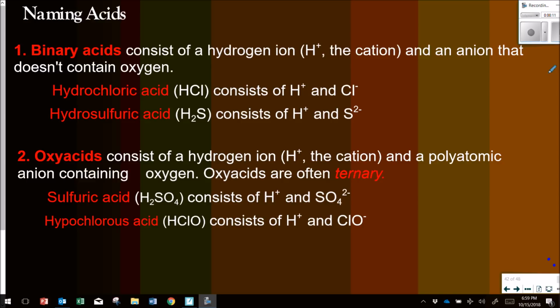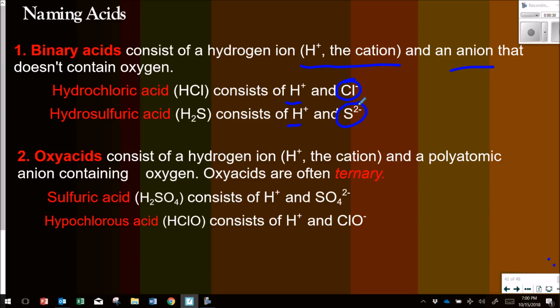First, we have binary acids, which consist of a hydrogen ion, so H plus is the cation, and then an anion that does not contain oxygen. A couple of examples would be hydrochloric acid, which is H plus with chloride as the anion. Then we have hydrosulfuric acid, which is H plus again, this time with the sulfide anion, so no oxygen.